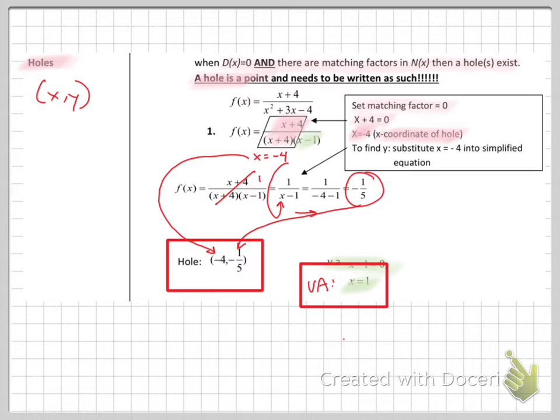So far, a factor in the denominator that does not match gives you a vertical asymptote. A factor in the numerator and denominator that does match gives you a hole. Zero product property gives you the x value of that hole, and plugging it in gives you the y value, remembering that the answer to a hole is a point.